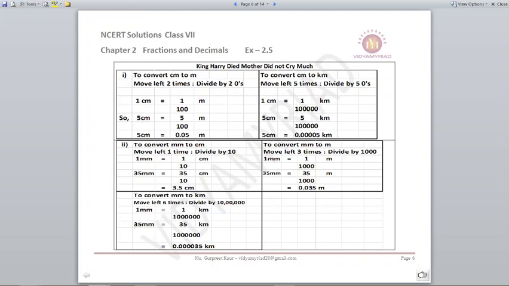And if I want to convert it into a decimal, then 2 digits are already there. I will put 4 zeros towards my left and then put the decimal. The total becomes 6 digits. So 0.000035 kilometers.